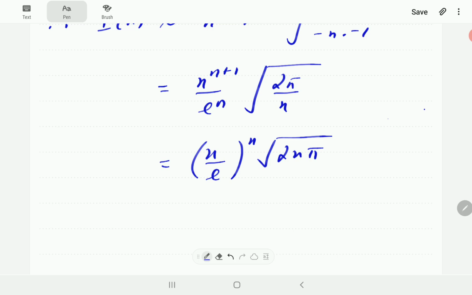This formula actually does very well. You can try it yourself, like 30 factorial, and then you punch in n is 30 here.